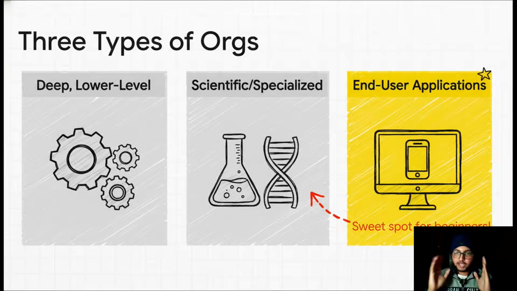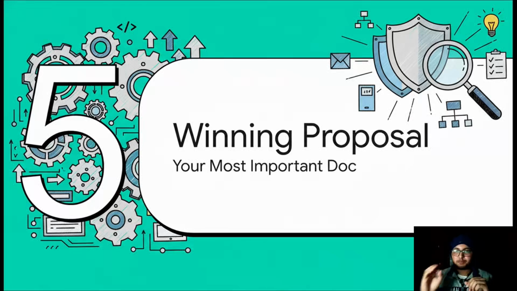Now, for a newbie or for a new beginner person, end user applications is the sweet spot, and you should go in there and not in scientific and specialized or deep or lower level, because that they will be much more harder. Now, the most important thing that you must take care if you want to get selected in GSoC is writing a winning proposal.